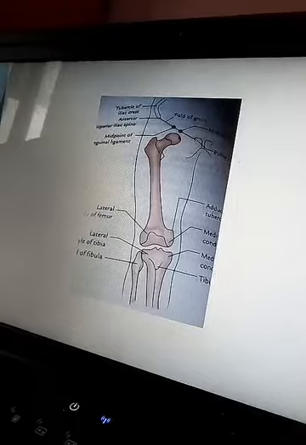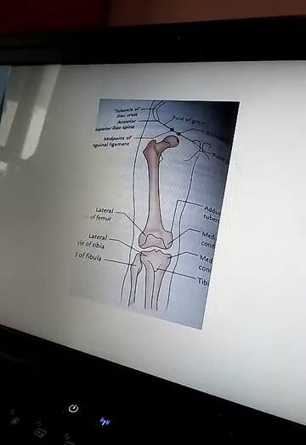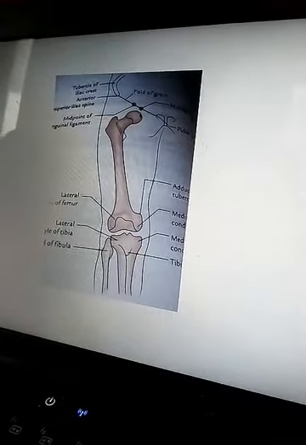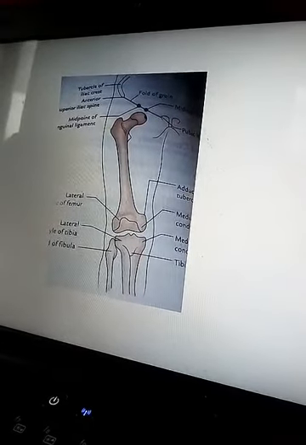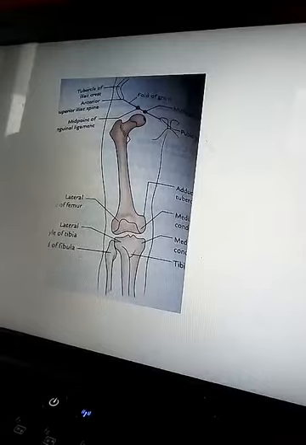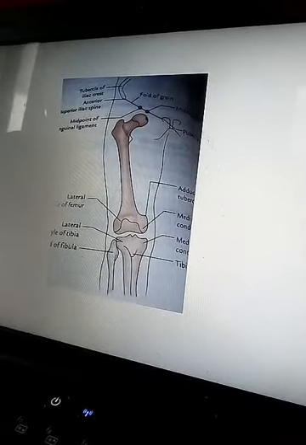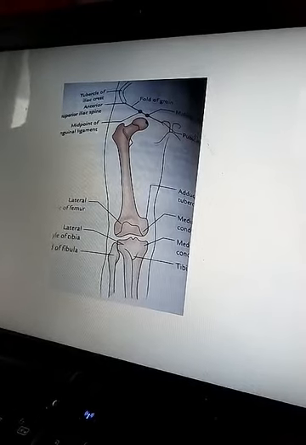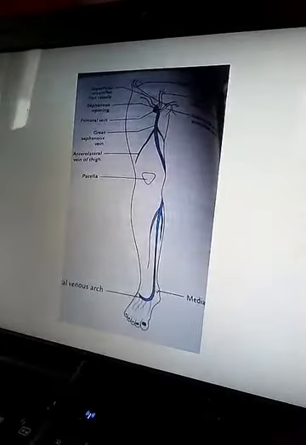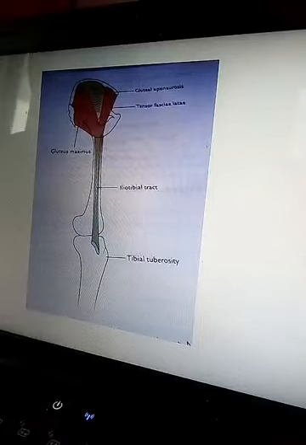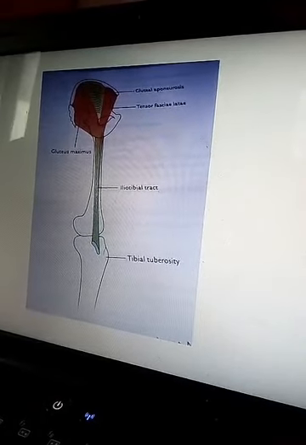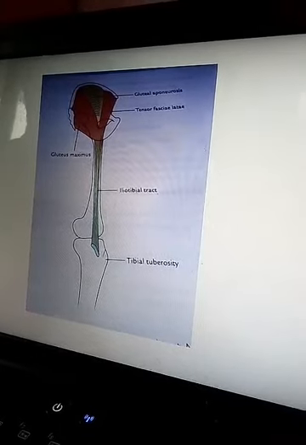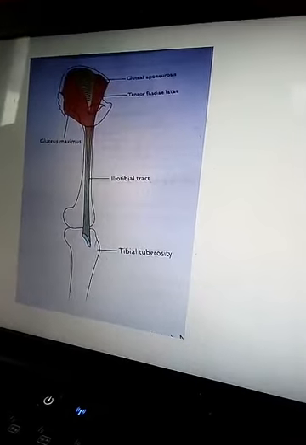Now deep fascia of the thigh. Deep fascia of the thigh is very strong and envelops the thigh like a sleeve. It is called fascia lata because it encloses a wide area of thigh. Modifications of deep fascia: the deep fascia of the thigh presents two modifications, that are the iliotibial tract and saphenous opening.